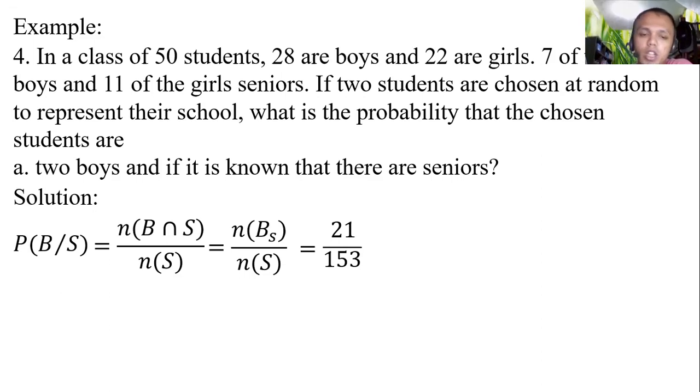Hindi to sample space, sorry. Hindi to sample space, number of seniors to. Okay? Yung event for seniors. Kasi di naman natin kailangan dito yung sample space pagdating sa conditional probability. Okay? Then we have 21 over 153. Get the lowest term, that is 7 over 51.